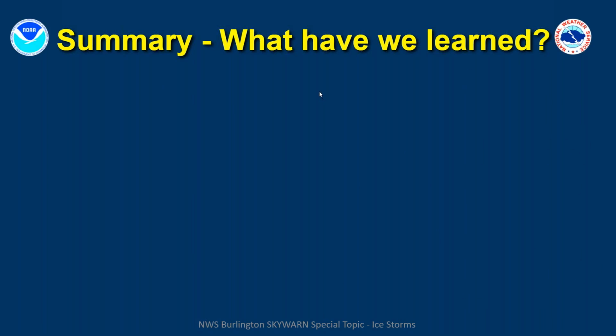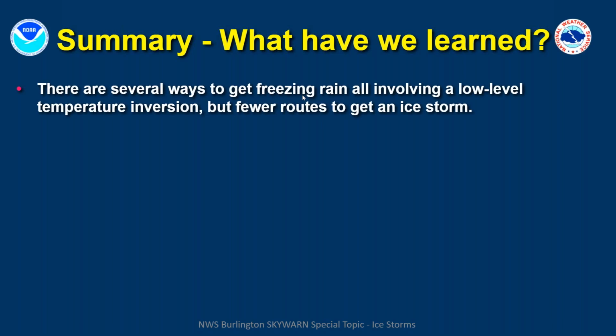So what have we learned today? Well, there are different routes to get freezing rain. They all involve having a low level temperature inversion. To get an ice storm, it's more difficult, thankfully, and so that's why we see them seldom. And part of the issue is that there are competing factors to getting efficient ice accretion.